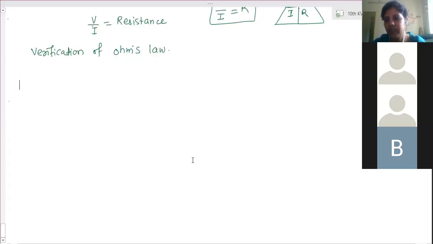Now from this graph, we can calculate the value of resistance as well. How to calculate the value of resistance from this graph?